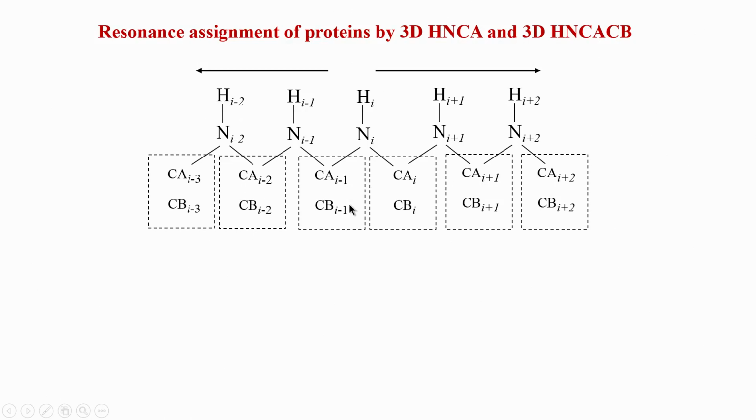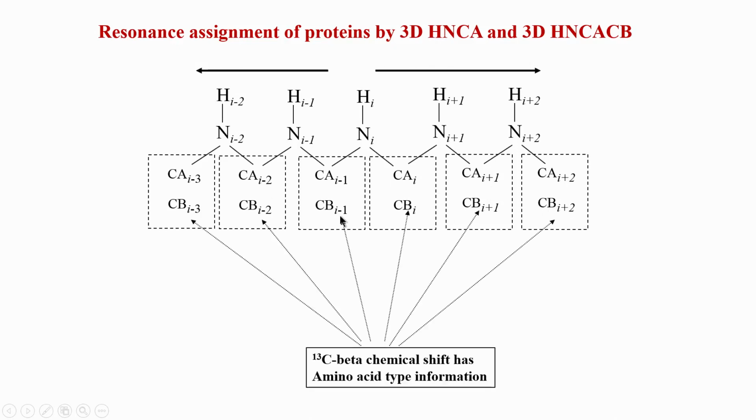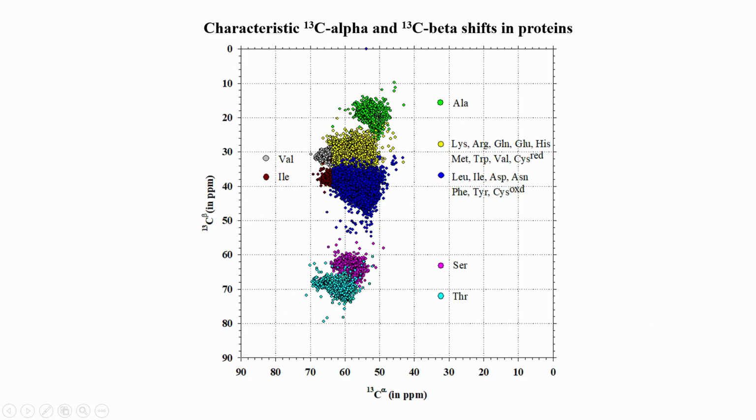So, how do I find out now which amino acid is this, which is this, which is this, and so on? It is based on this C beta value. Okay. So, written here, C beta chemical shifts have very good information of amino acid type. So, let me show you a statistical analysis which was done long ago, and this is the result of that analysis.